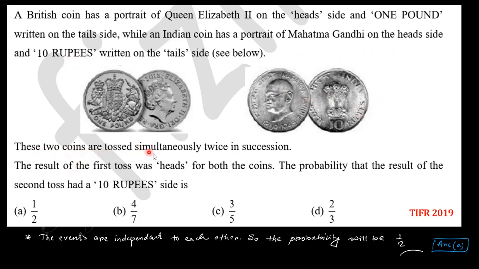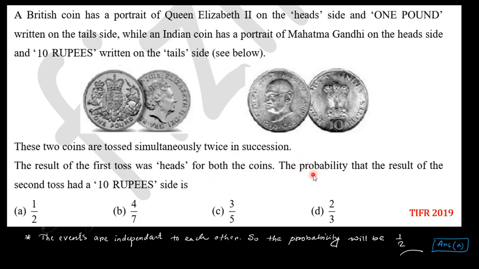Two coins are tossed simultaneously, twice in succession. The result of the first toss is head for both coins. In the first result, we get head on both coins. The probability that the result of the second toss has the 10 rupees side is?